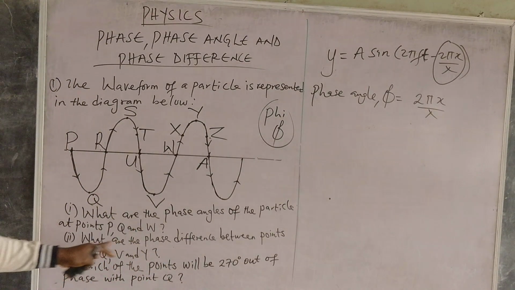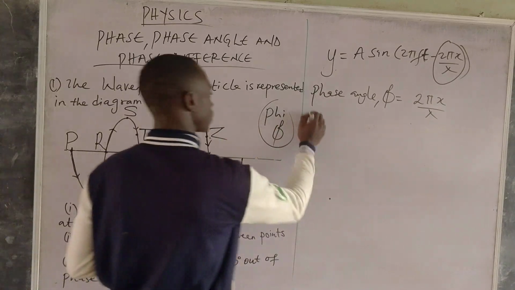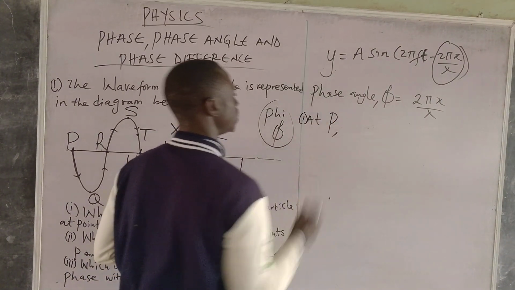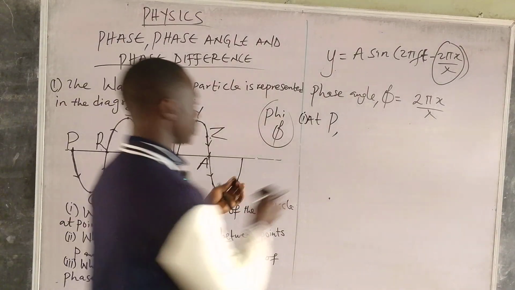So what are the phase angles of the particle at points P, Q, and W? Now at point P, remember we got one now at P. So what do you think the phase angle is at point P?